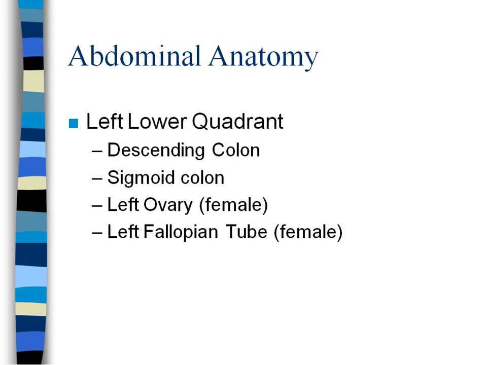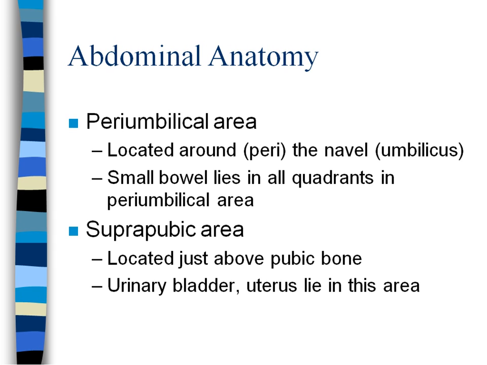The end of the colon, kind of like what's going into the rectum. Okay. Periumbilical area located around the navel. Small bowel lies in all four quadrants. We kind of already talked about that. And then suprapubic area is located just above the pubic bone. That's where your bladder and, in females, the uterus sit, both midline, down right above that pubic bone. Okay, very low.